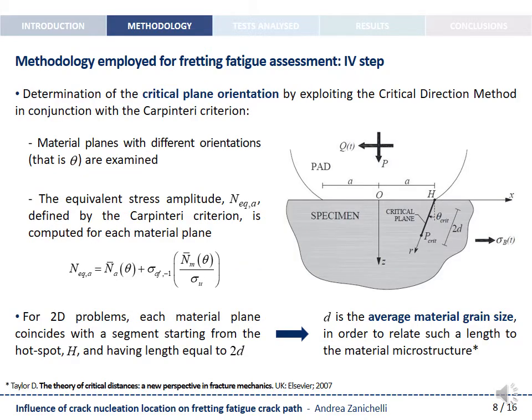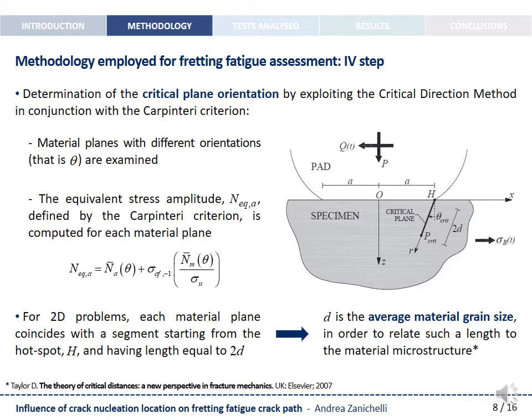The next step consists in the determination of the critical plane orientation by exploiting the critical direction method in conjunction with the Carpinteri criterion. In more detail, material planes with different orientations are examined. Then, a suitable fatigue parameter is computed for each of such material planes, and according to the present methodology, the equivalent stress amplitude, defined according to the Carpinteri criterion, is taken as such a fatigue parameter.